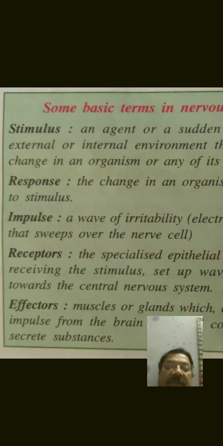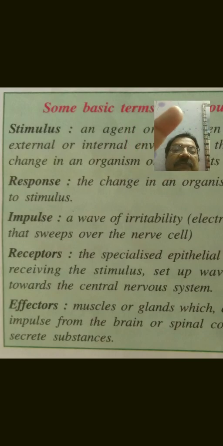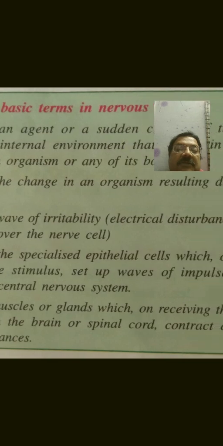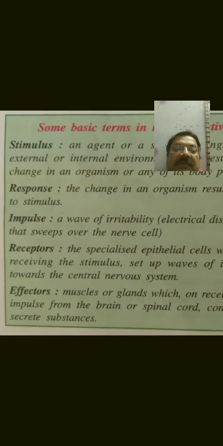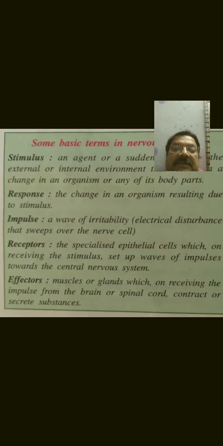Now, effector organ. What is an effector organ? Let us see. Effectors are the muscles or the glands which, on receiving the impulse from the brain or the spinal cord, contract or secrete substances. The muscles will function in response to the stimulus sent by the brain or the spinal cord. And if it is a gland, it will secrete the proper substance which is required.